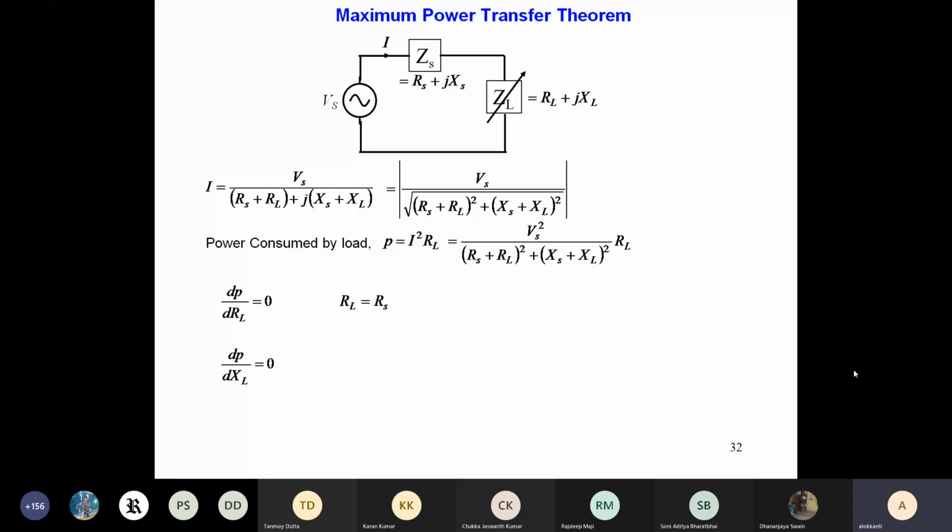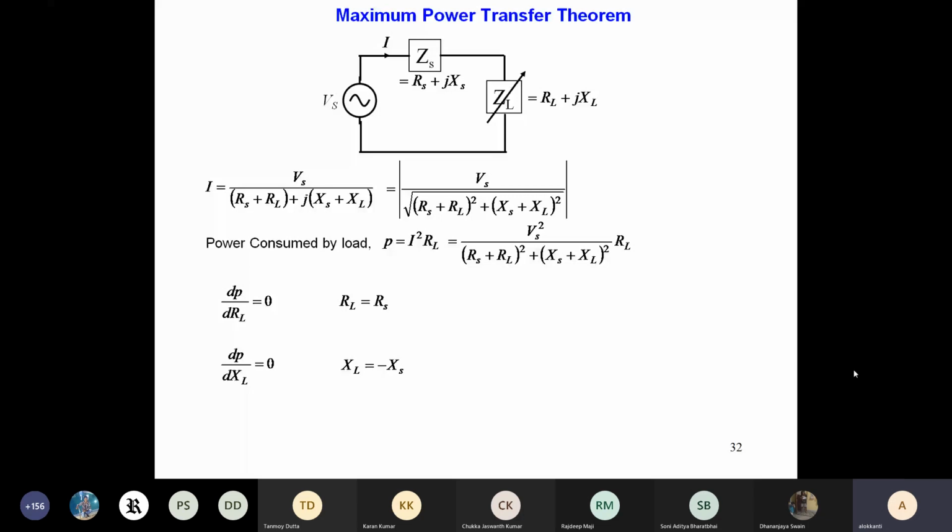So that will become 0 when your RL is equal to RS. That derivative has a numerator and a denominator. You'll have to do the numerator by denominator form, and ultimately, equating to 0, you will get RL equal to RS. Similarly, for XL, you will get XL equal to minus XS.